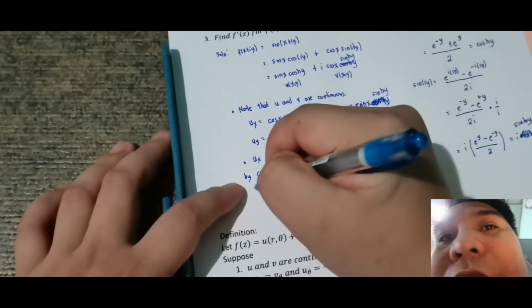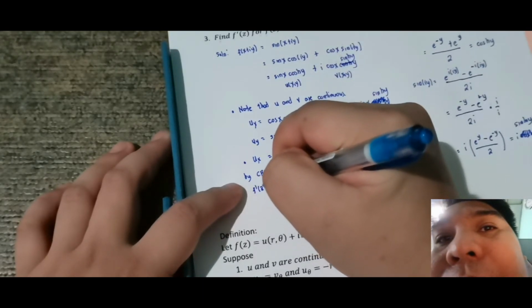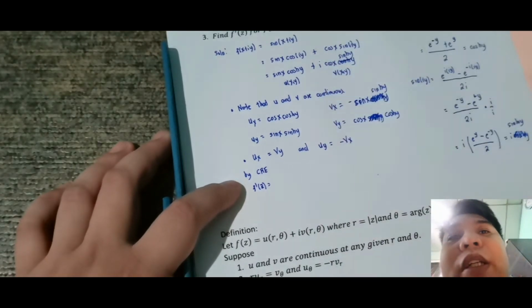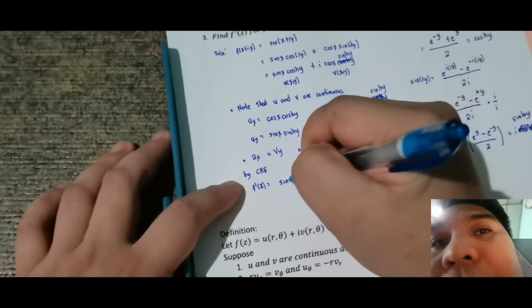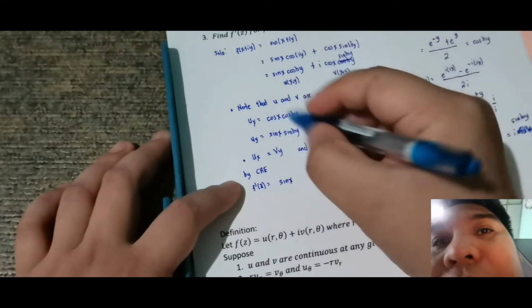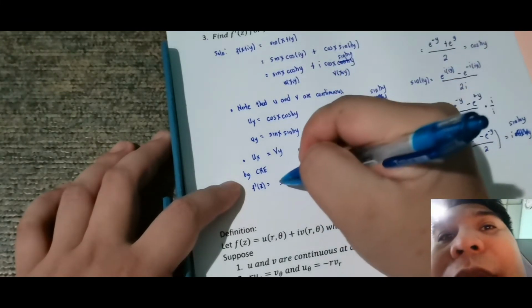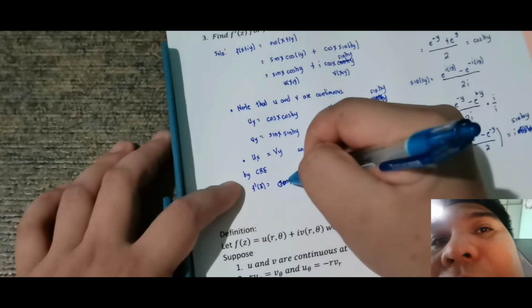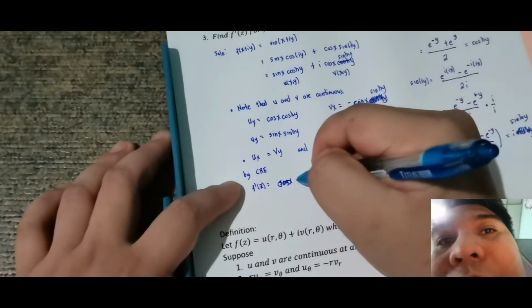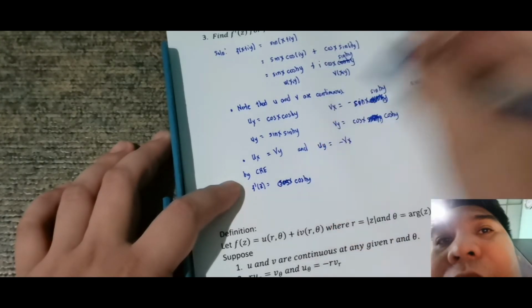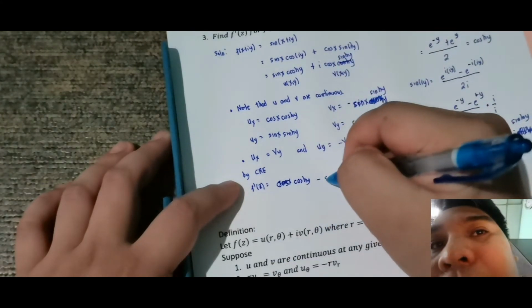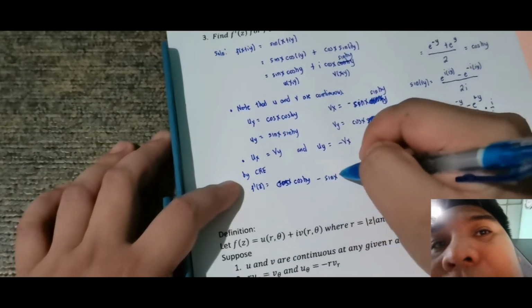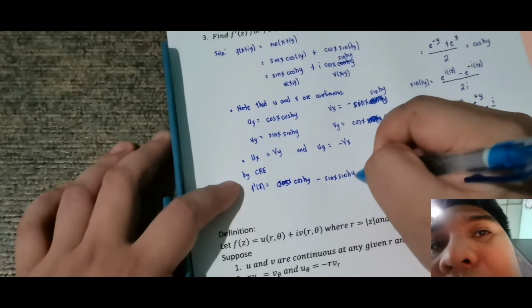So by CRE, f prime of z is equal to the partial of u with respect to x, which is sin x cos y... sorry, partial of u with respect to x is cosine x cos y. Nalilito na ako sa sulat ni sir. Then the partial of u with respect to x, so minus sin x sin y.